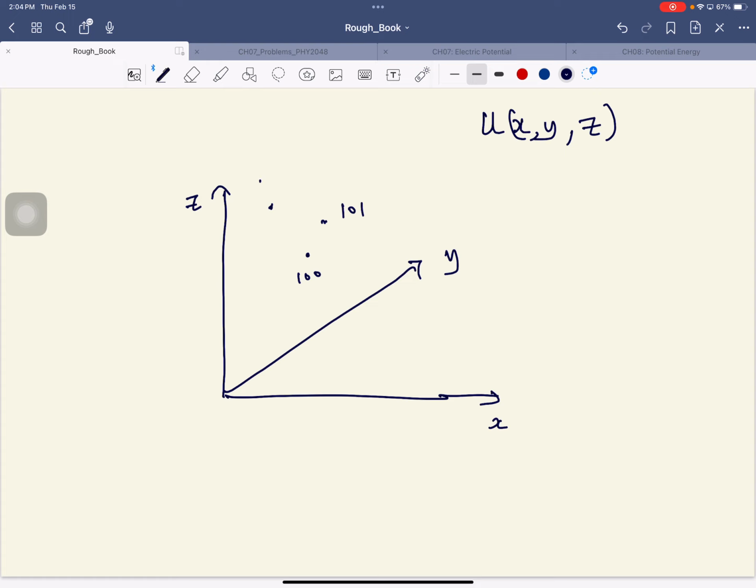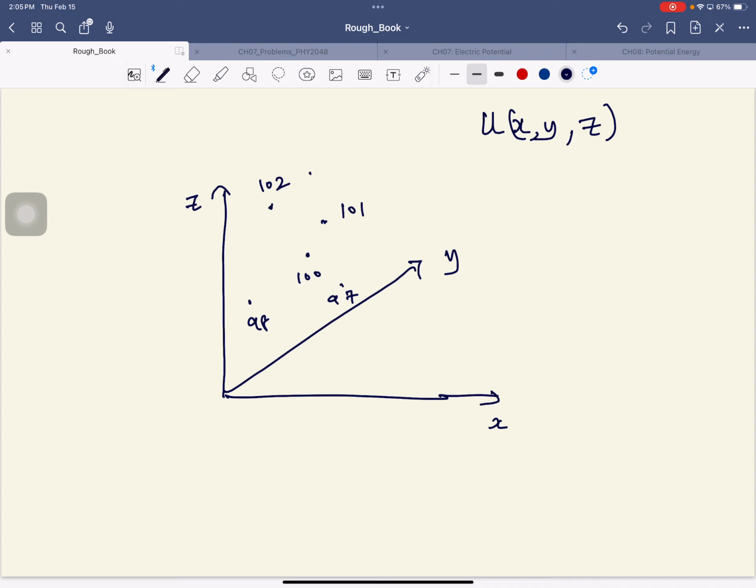Here it's 102, 98, 97, and so on. Okay. So now you can ask the question, and this is a very legitimate question. You ask, in what direction is u increasing the fastest?